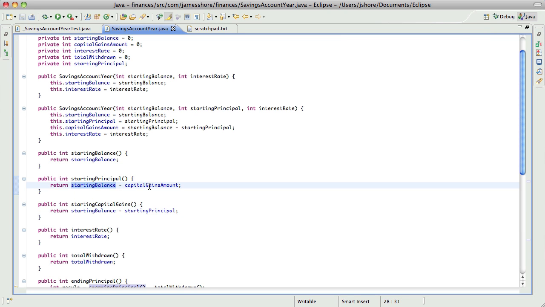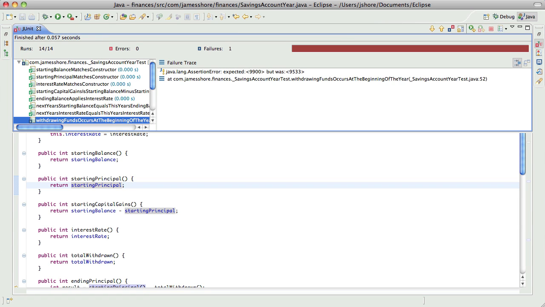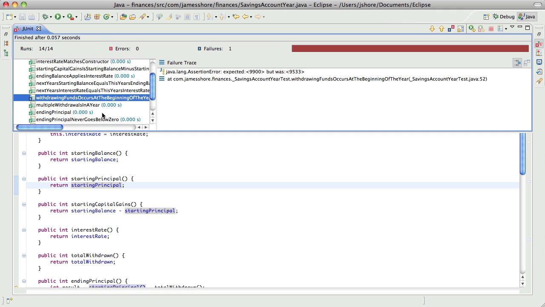So what I want to do is, I don't understand why this doesn't work. If I return starting principal, it should work. And yet it doesn't. And only on this one method. Withdrawing funds occurs at the beginning of the year. Expected 9,900 was 9,533.